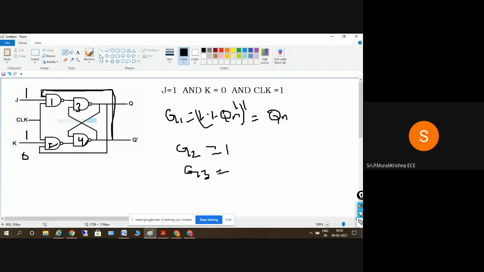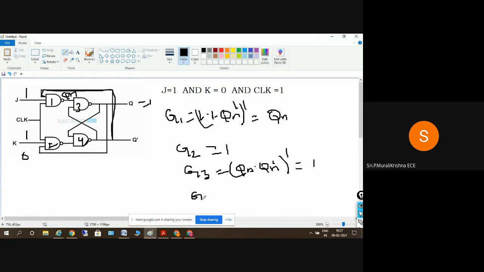Okay. So we have G3 here. So G3, what I got here is I got a value of Qn. So Qn and this one is Qn bar. So Qn into Qn bar whole bar. Qn into Qn bar is a 0. So 0 bar will be equal to 1. So G3 will be equal to 1 here.